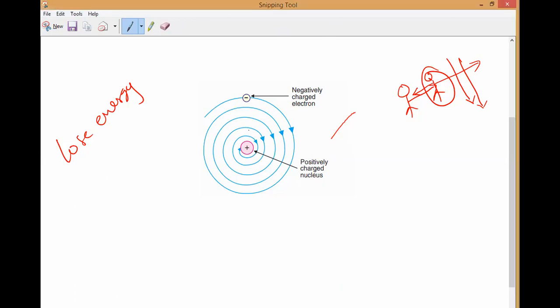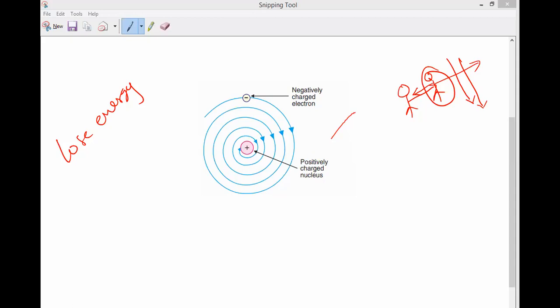Now you can draw this diagram. When it is radiating energy, they will slowly come closer and closer to the nucleus. Finally, they should fall into the nucleus. But it is not happening. Yes or no? Yes. And finally, once the negative charge falls into the positive charge, atoms should collapse. But are atoms collapsing, guys? Atoms are not collapsing. No. So that is what he is unable to explain, the stability of the atom. That is why it becomes the drawback of the Rutherford atomic model. So that is what you have to write.